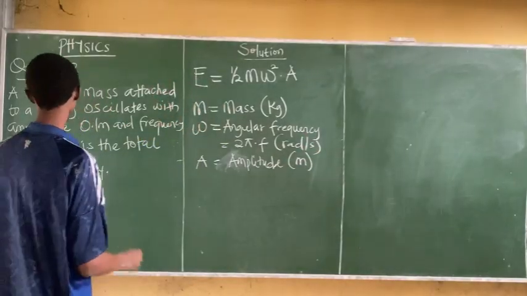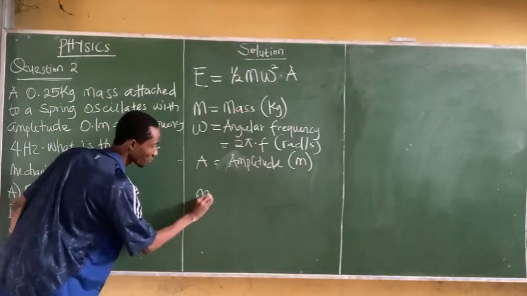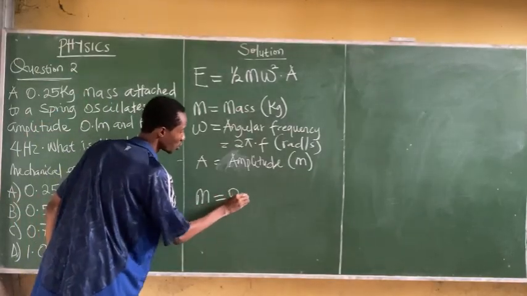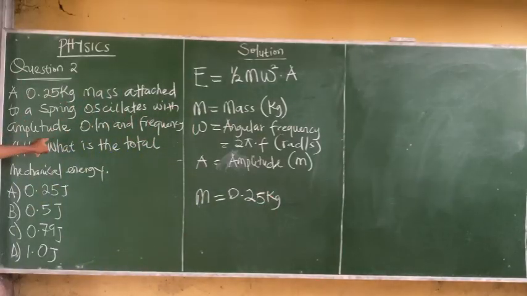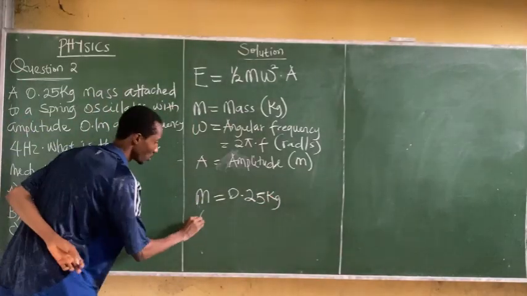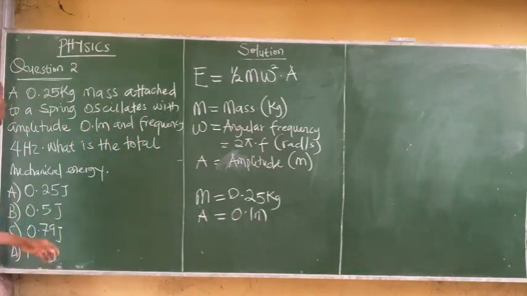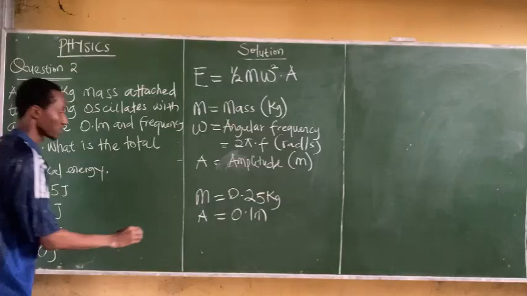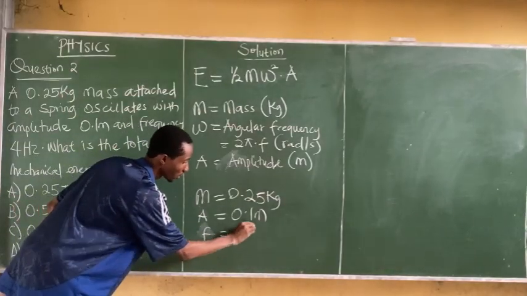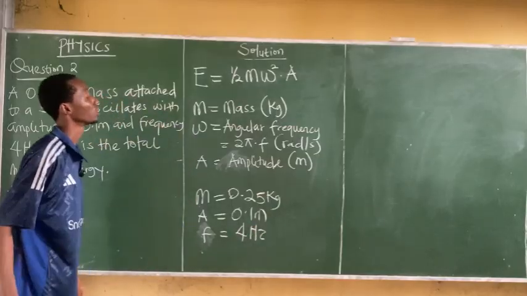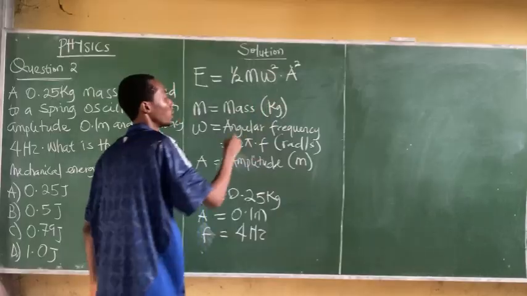From the question, we are given mass to be what? 0.25 kg. So we have mass is equal to 0.25 kg. We are also given what? Amplitude to be 0.1 meters. And frequency to be 4 Hz. Frequency is equal to 4 Hz. Now, from this formula, omega is squared. The amplitude is also squared.